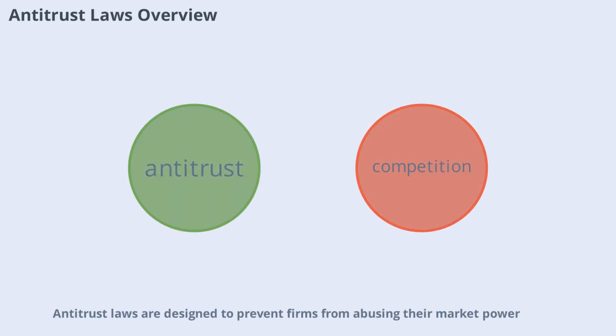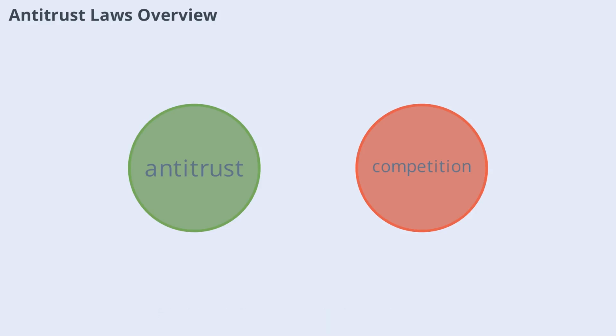Antitrust laws are designed to prevent firms from abusing their market power. These laws promote competition by prohibiting practices like price fixing, monopolization, and collusion. The goal is to ensure that markets remain open and competitive, benefiting both consumers and businesses. Antitrust enforcement varies by country, but the underlying principle is the same: to stop companies from gaining too much control over a market. Let's explore how these laws work and why they're essential for a healthy economy.